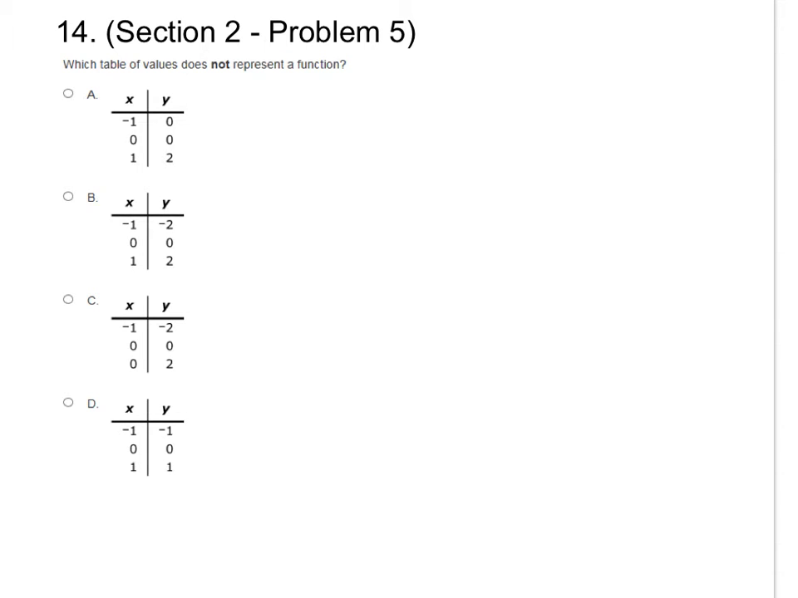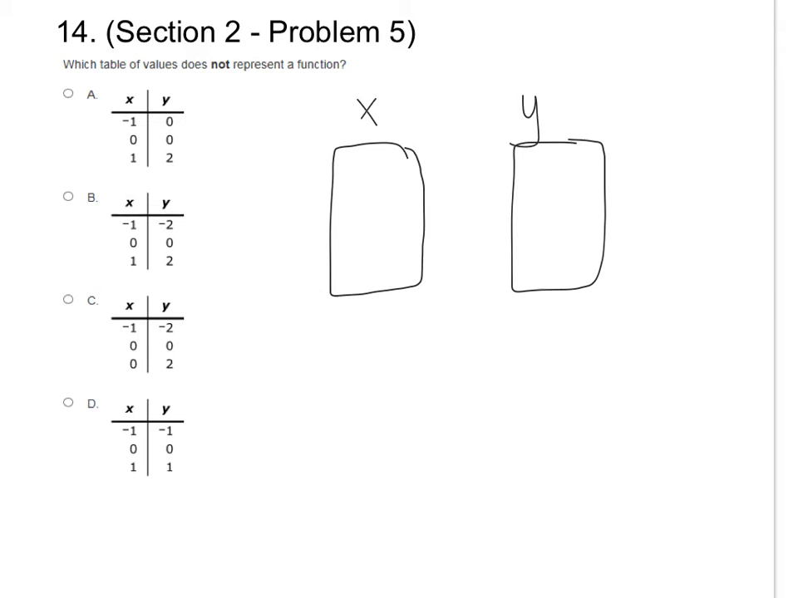So problem 14, the question says, which table of values does not represent a function? So let's review what we looked at when we looked at tables to determine if it was a function. Generally, we would take our information and put it into a map diagram. A map diagram was, remember, we had our x and our y values, and we'd put all our x values in one spot and all our y values in the other.